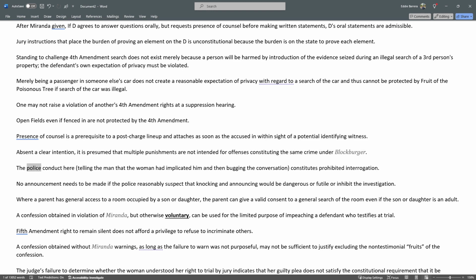The police conduct here, telling the man that the woman had implicated him and then bugging the conversation, constitutes prohibited interrogation. No announcement needs to be made if the police reasonably suspect that knocking and announcing would be dangerous or futile or inhibit the investigation.